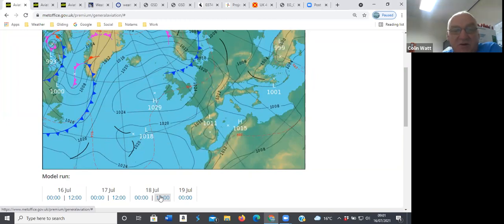Temperatures are picking up during the weekend. They're forecasting 30 degrees for Sunday. Pretty warm.